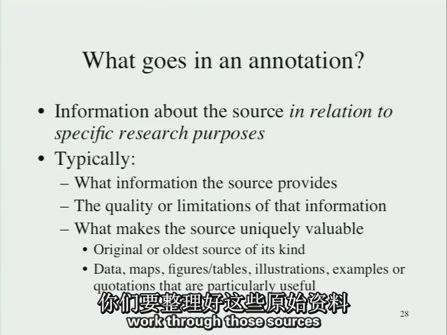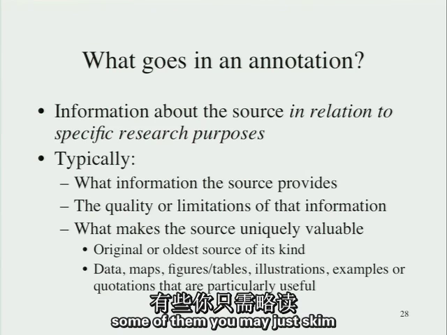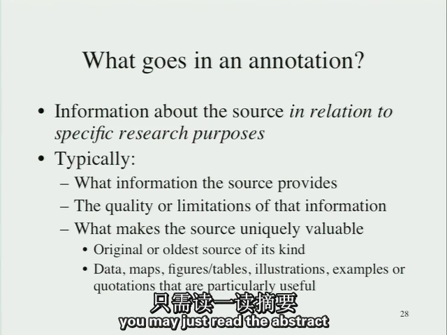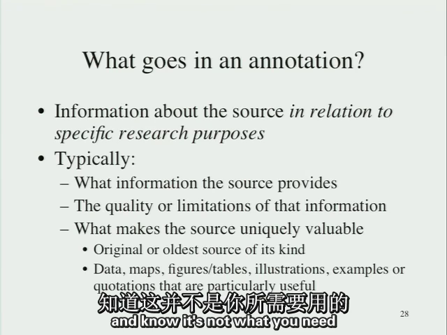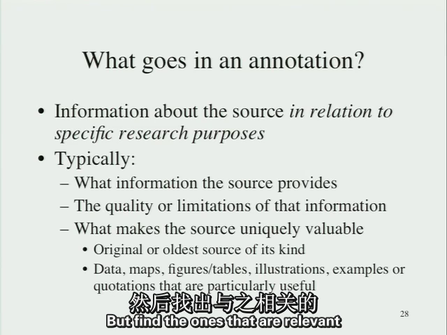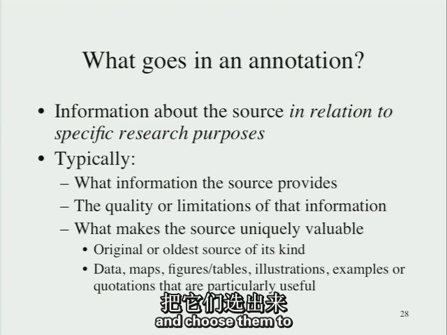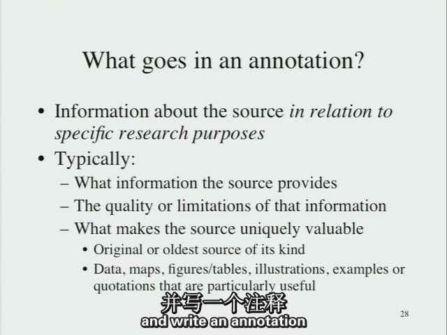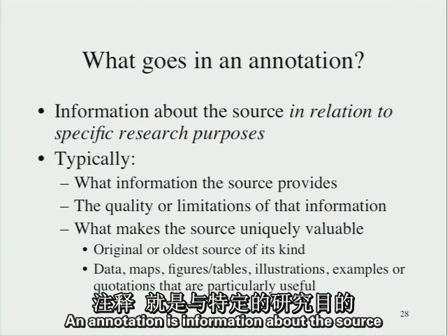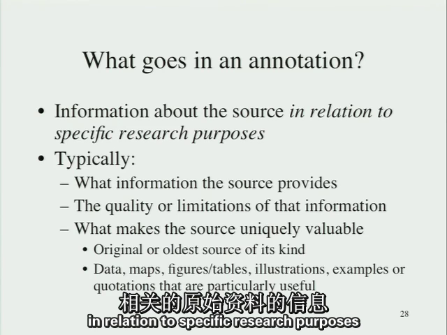What we're asking you to do is work through those sources. Some of them you may just skim. You may just read the abstract. You may read the title and know that it's not what you need. But find the ones that are relevant and choose them to include in your bibliography and write an annotation. An annotation is information about the source in relation to specific research purposes.